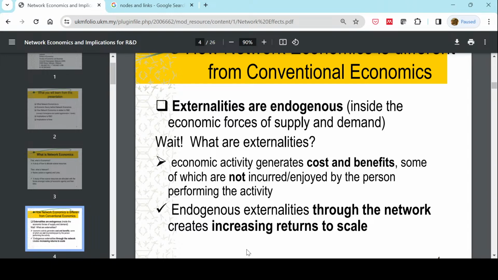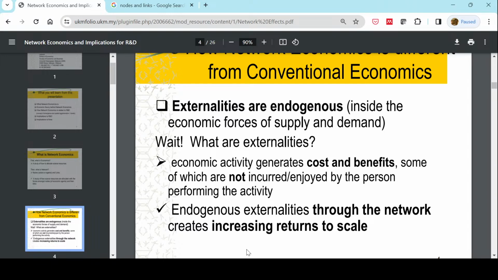Endogenous externalities, and this externality, number one, it is external to the firm, but it's endogenous within the forces of supply and demand. It fits within the supply and demand, even though it is external to the firm. So externalities which are endogenous here, they work through the network that creates increasing returns to scale. So we're talking here about increasing return to scale.